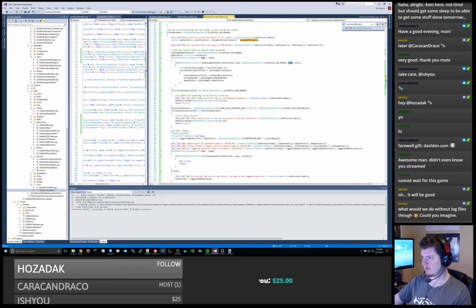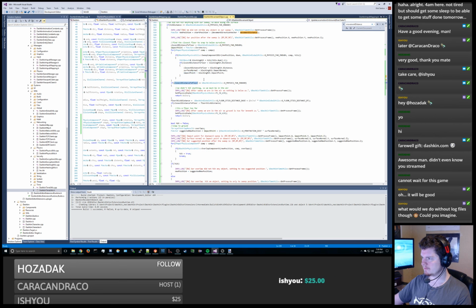So we are sweeping down, and the problem is our impact point for the downward sweep. Our new position has been set properly. Our downward stuff is working, but our impact point, could it be that the impact point for our downward sweep is undefined? So what we need to do is our suggested position after the sweep.